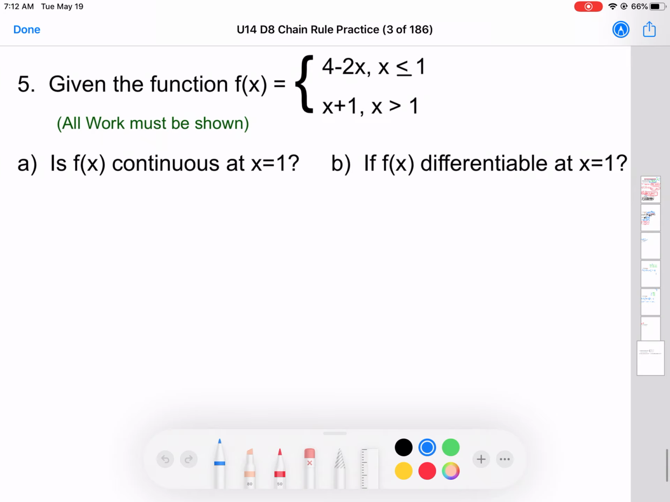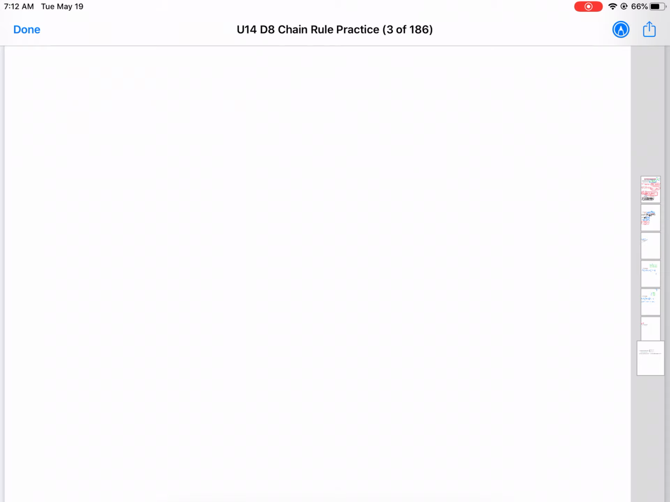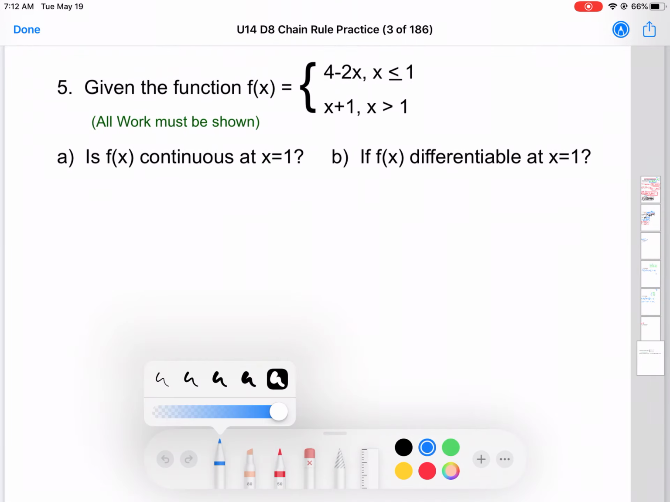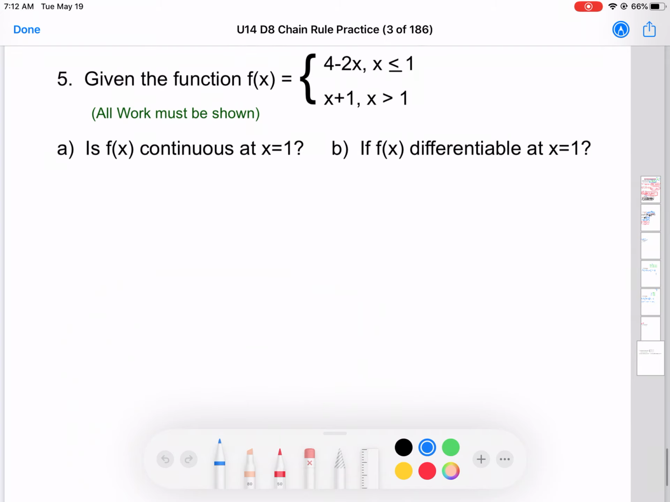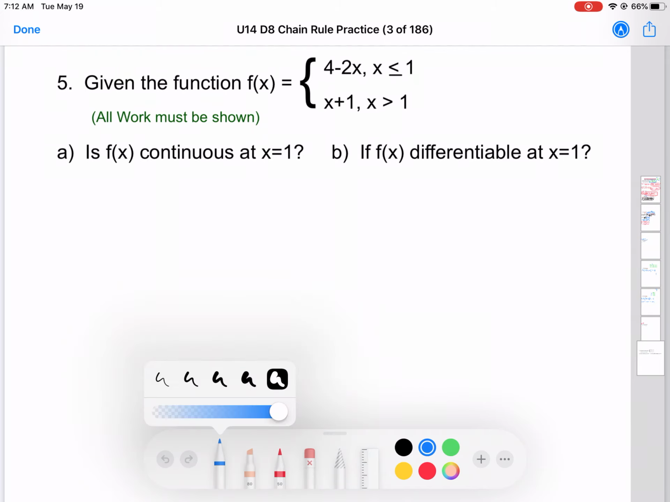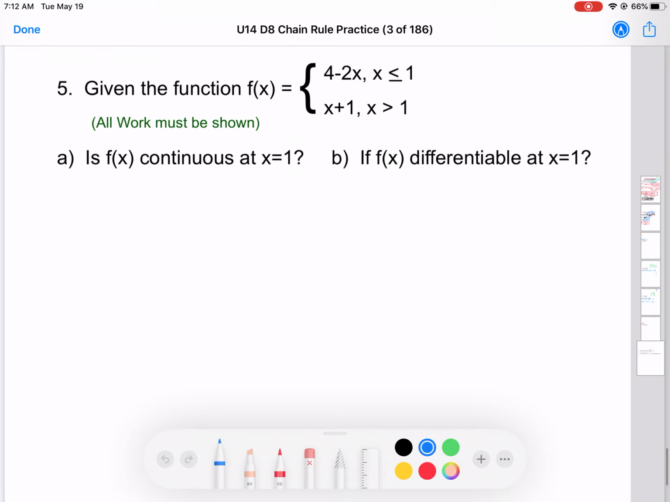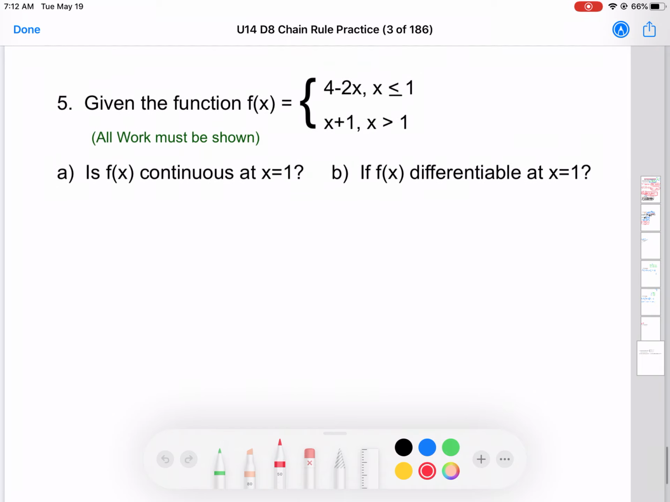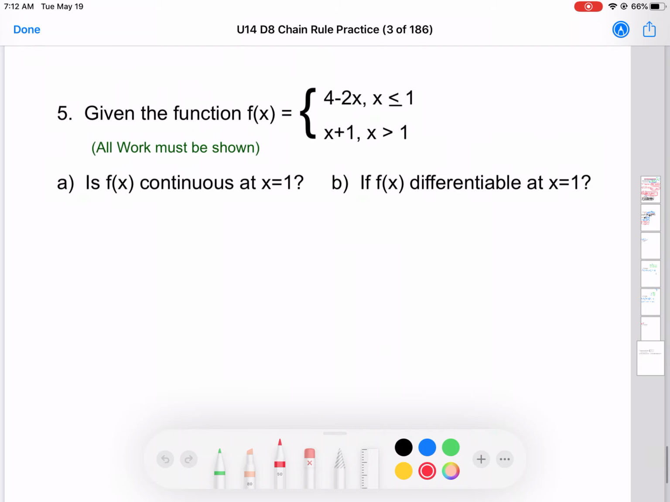Why is this not working? Oh my gosh, what am I doing? Okay, let's try again. Okay, guys, I don't know, why is this not writing? Weird. Why isn't my pen writing?